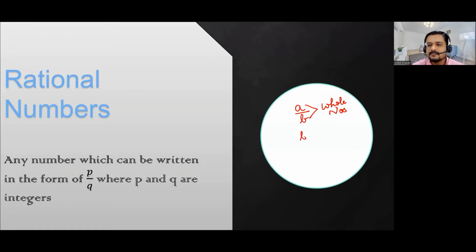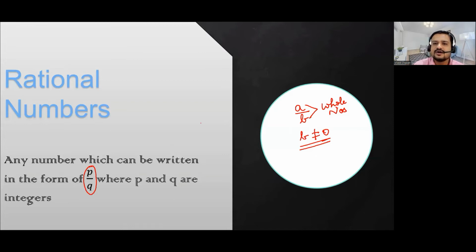Okay, here B, the denominator, should not be equal to 0, but here A and B are whole numbers. But in the case of a rational number, it is also in the A by B form, but A and B are integer values. Okay, so that is the difference. So fraction values are always positive values. Rational numbers can be negative also.